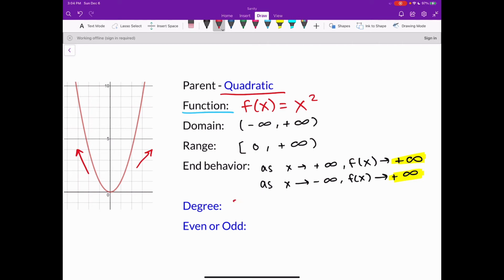The degree of it is just a second degree polynomial. And this thing is definitely going to be even. If I drew that line of symmetry down the center on the y-axis, it looks the same on both sides. Okay, we're going to start going a little quicker through these.